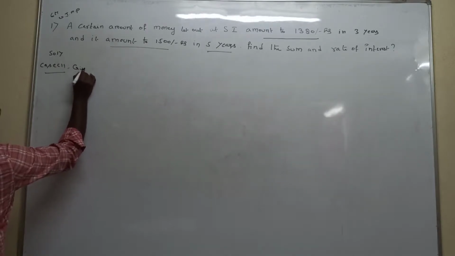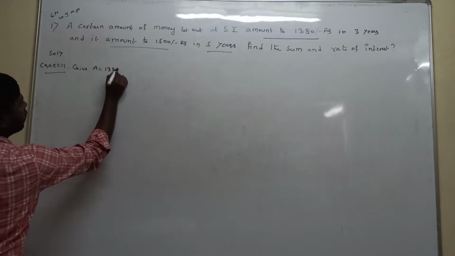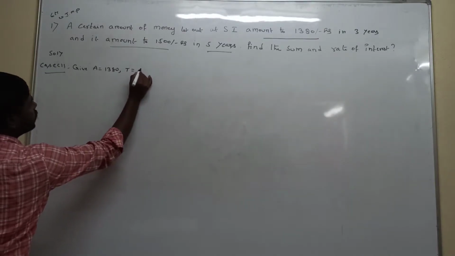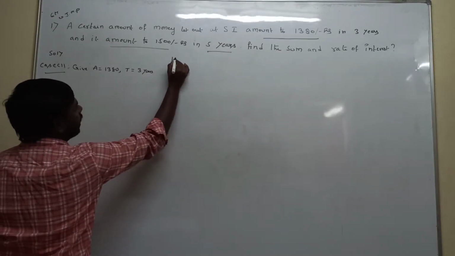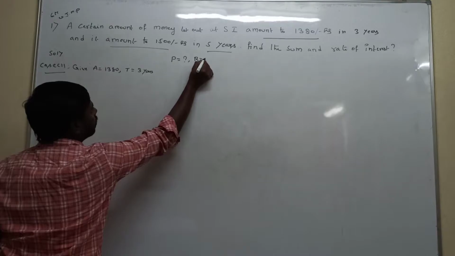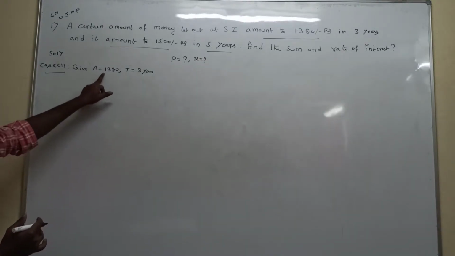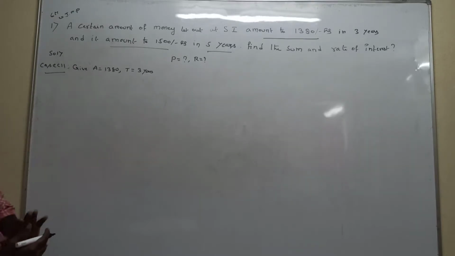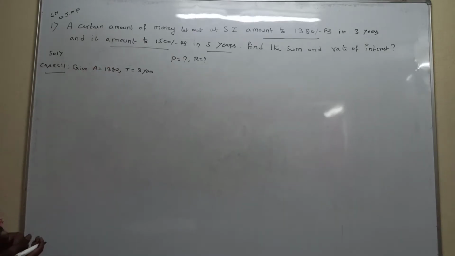Given: total amount capital A is equal to 1,380 rupees. Time t is equal to 3 years. We need to calculate capital P and capital R. So what is given in the first case? Total amount capital A is equal to 1,380 rupees and time t is equal to 3 years. Whenever the total amount is given, we need to apply the capital A formula.